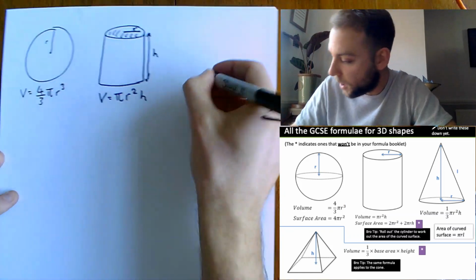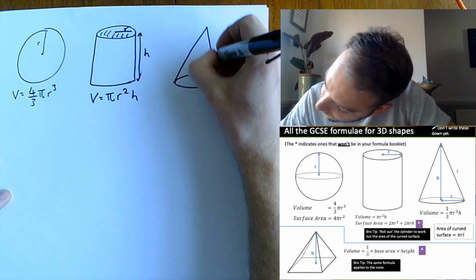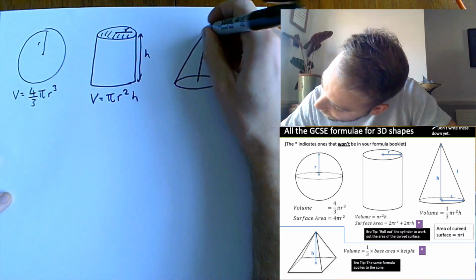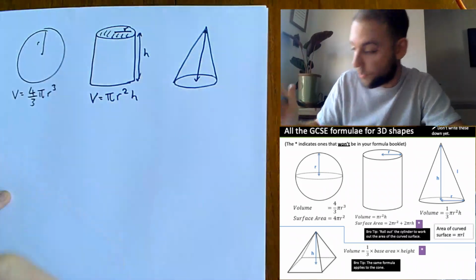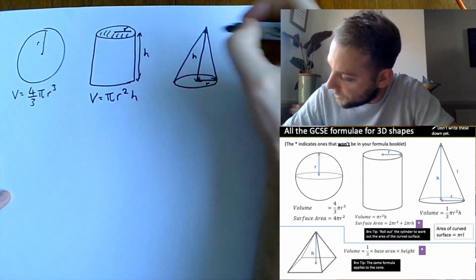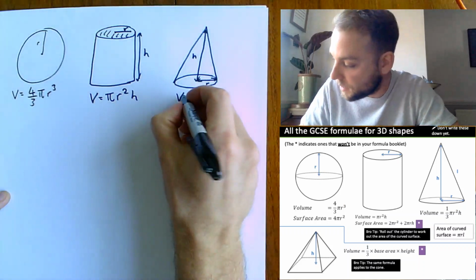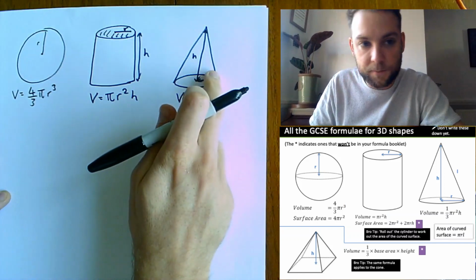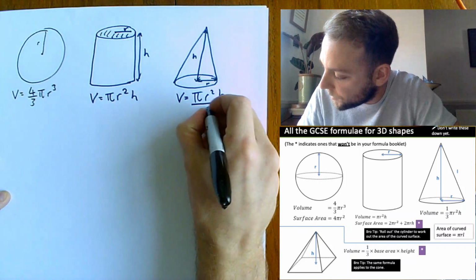Okay, we've got our cone. If you saw the video on cone, we know that a cone fits into a cylinder. If these two are the same, this would fit into here 3 times. So we've got our radius here, we've got our height, which is here, and the volume of this is very similar to this, but it fits in 3 times. So it's going to be pi r squared, the area of the base, times by the vertical height, divided by 3.